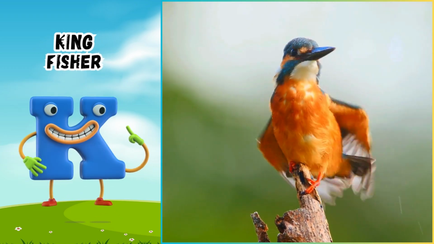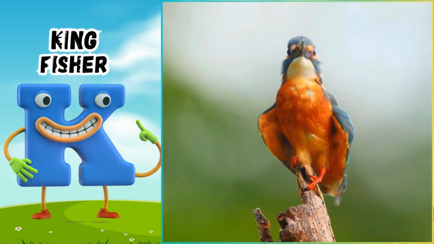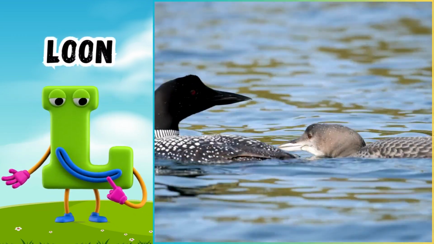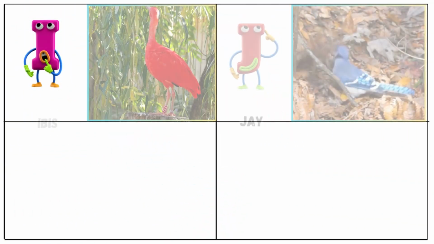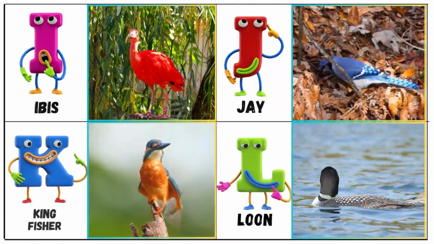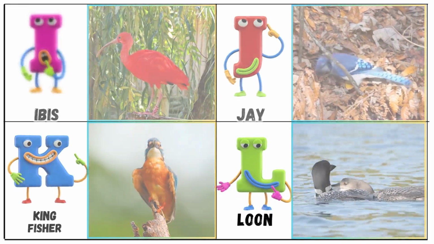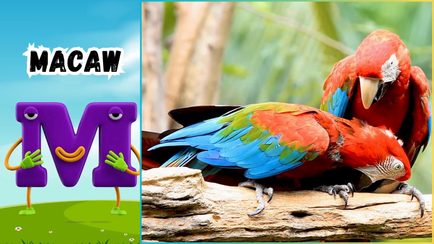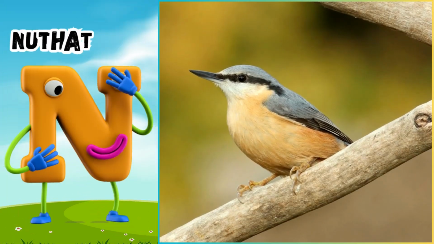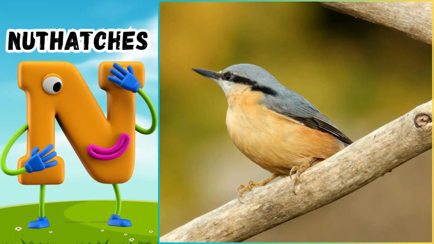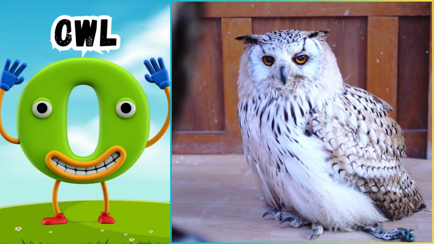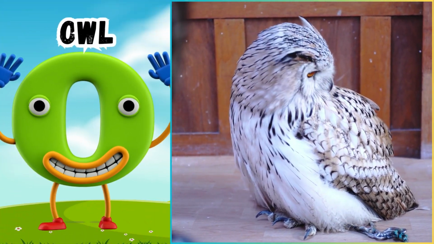K is for kingfisher. Kingfisher. L is for loon. Loon. M is for macaw. Macaw. N is for nuthatch. Nuthatch. O is for owl. Owl.